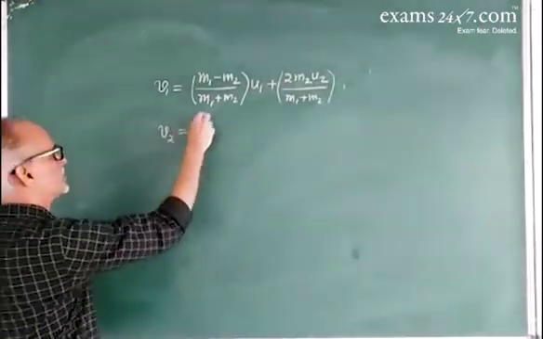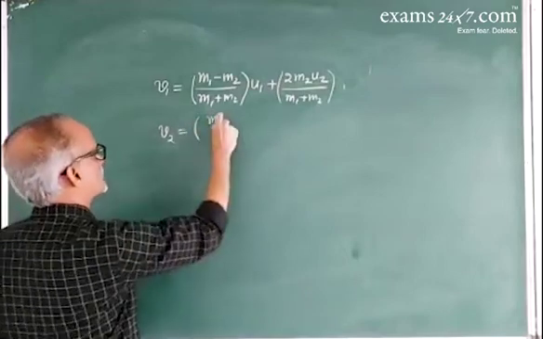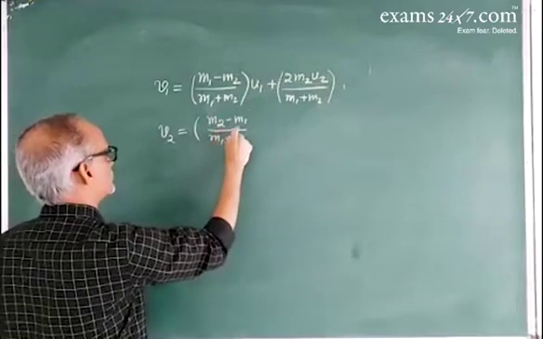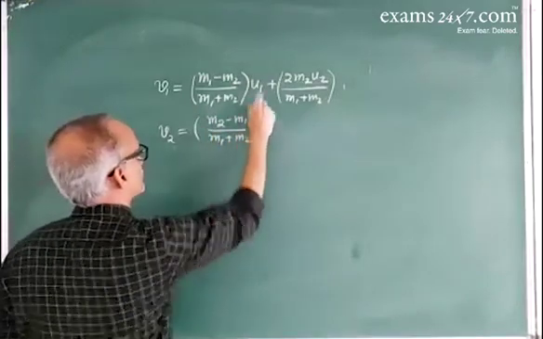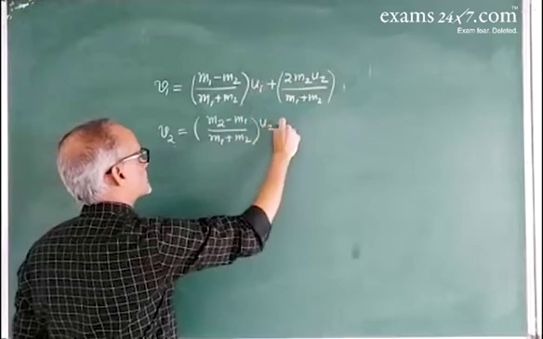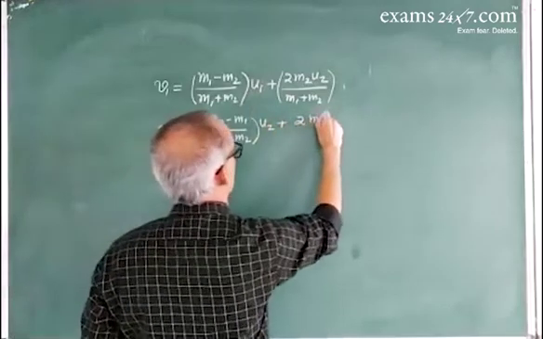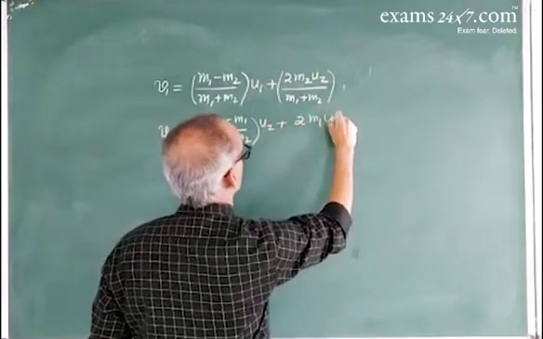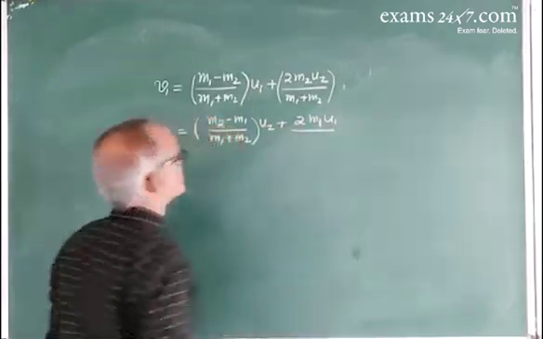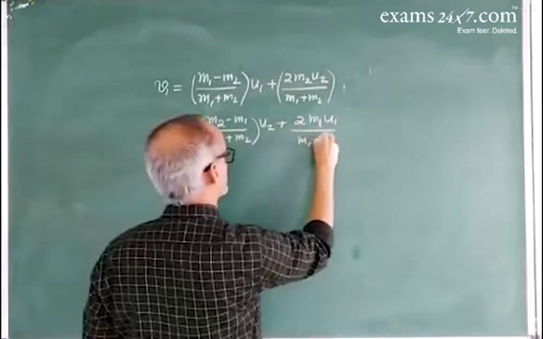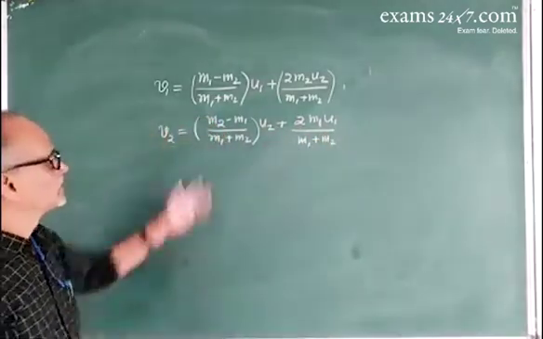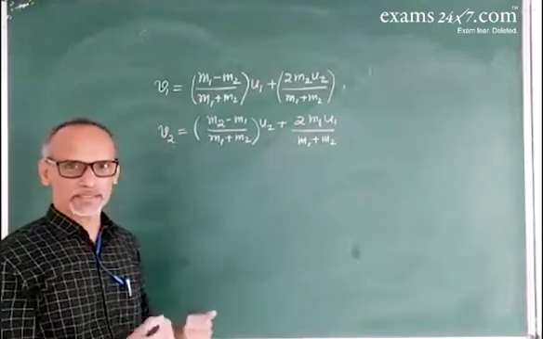Similarly, the value of v2 is equal to m2 minus m1 by m1 plus m2 into u2 plus 2 m1 u1 by m1 plus m2. Now, out of these, we have three special cases which you need to remember.